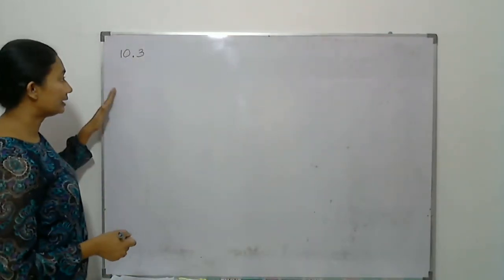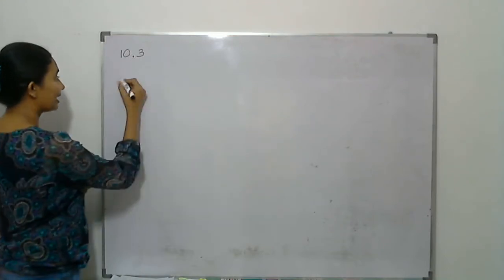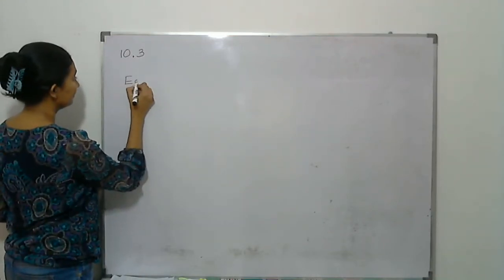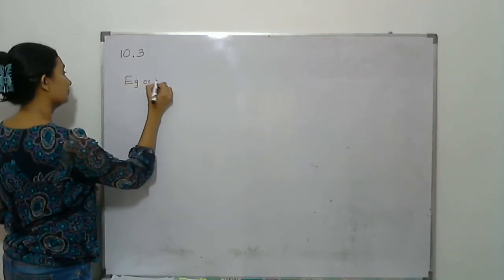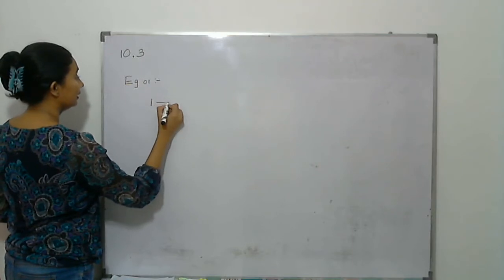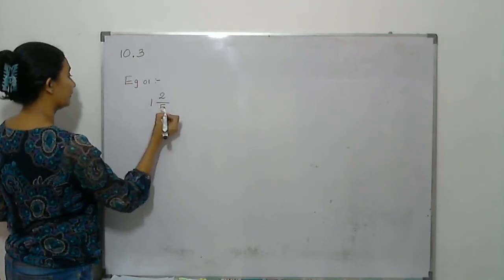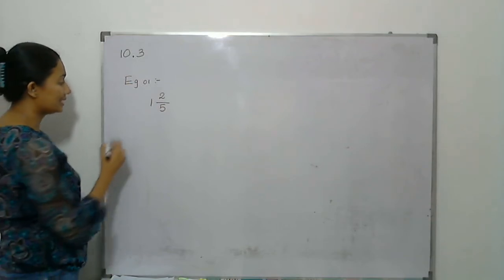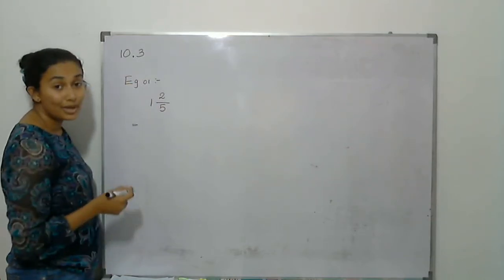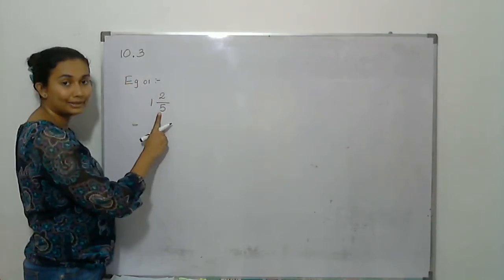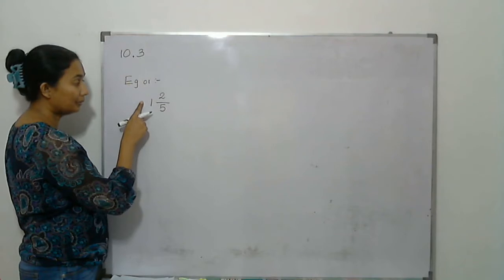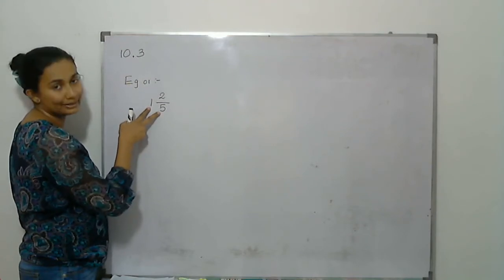Method 2. Write method 2. Then example 1. Okay, 1 2 upon 5. Okay, this is the method. What you have to do is first you have to take the denominator and the whole number. Now we consider only these two.